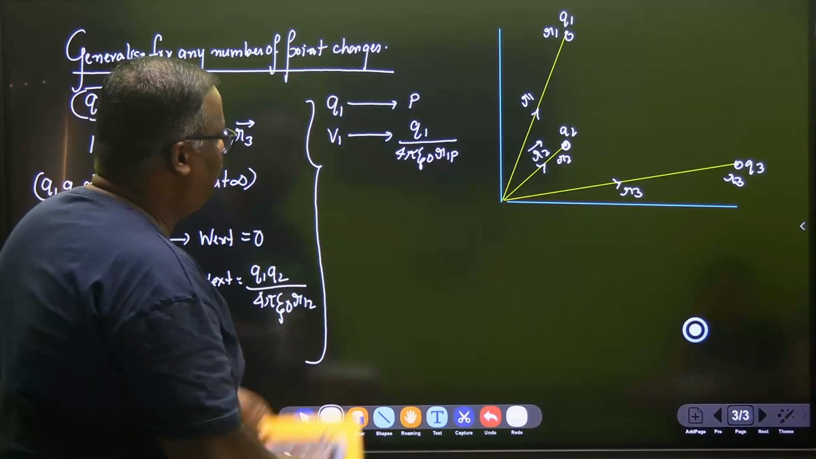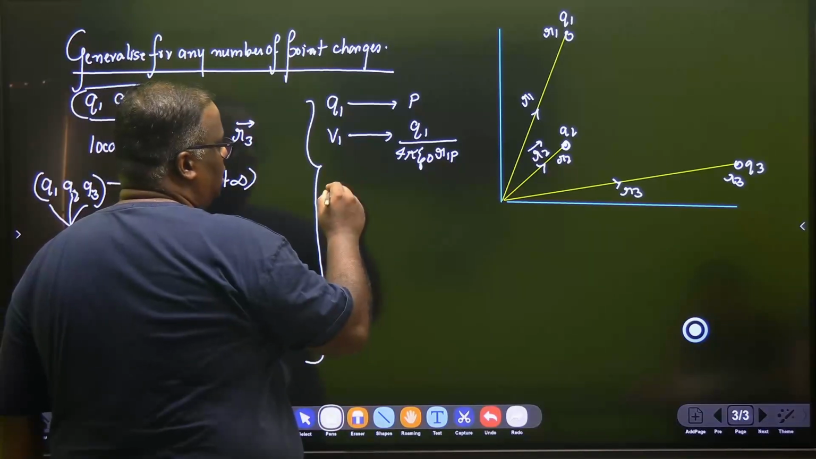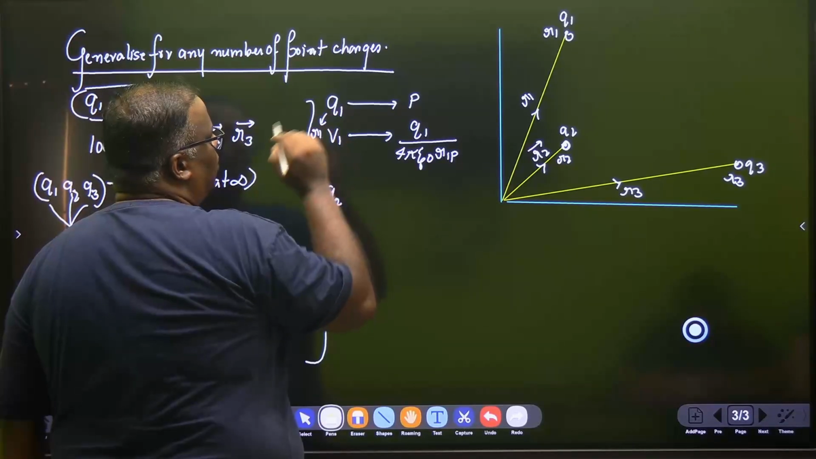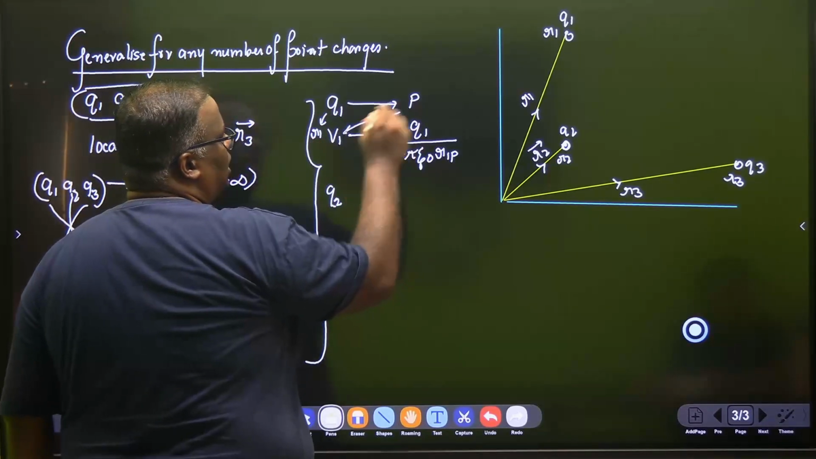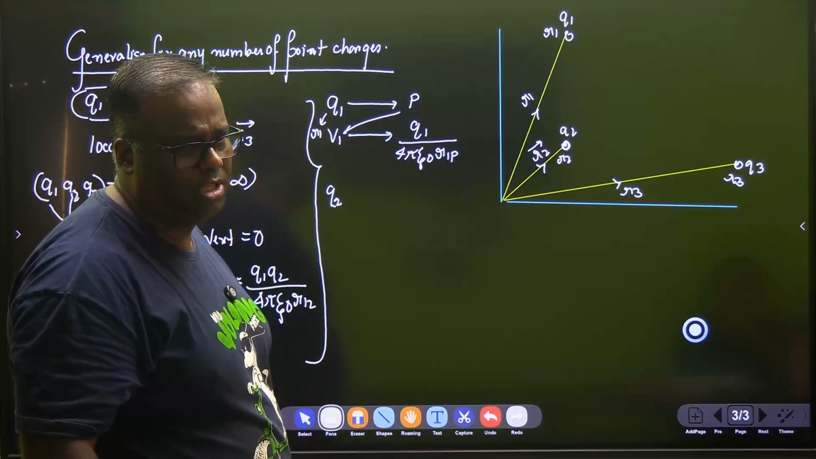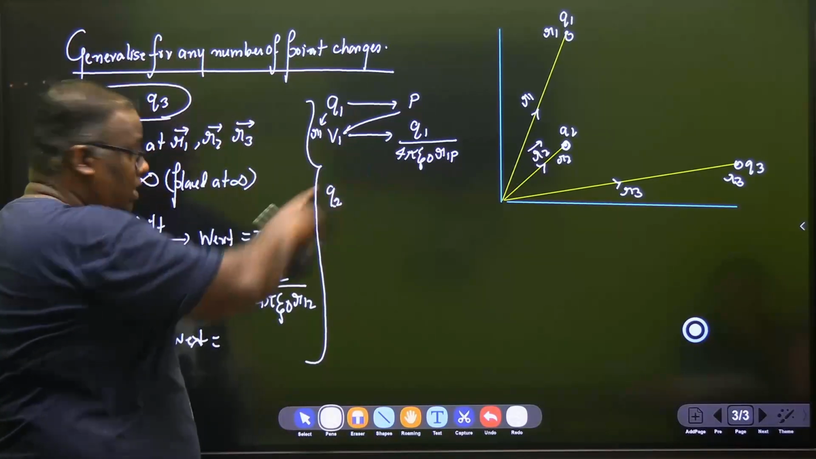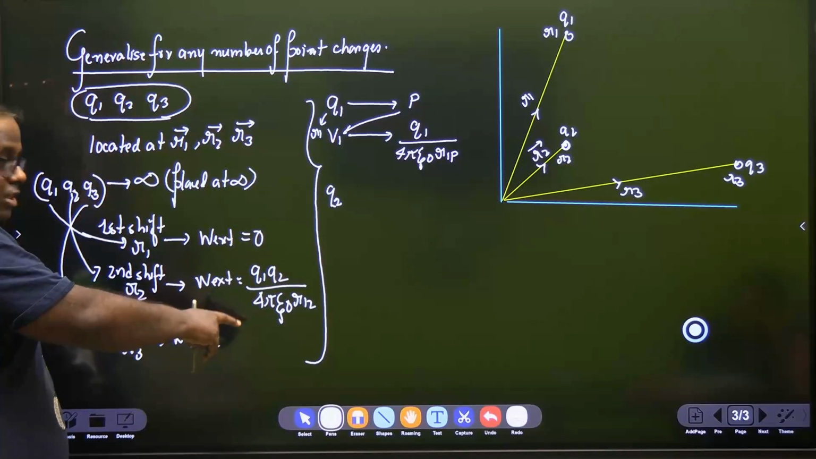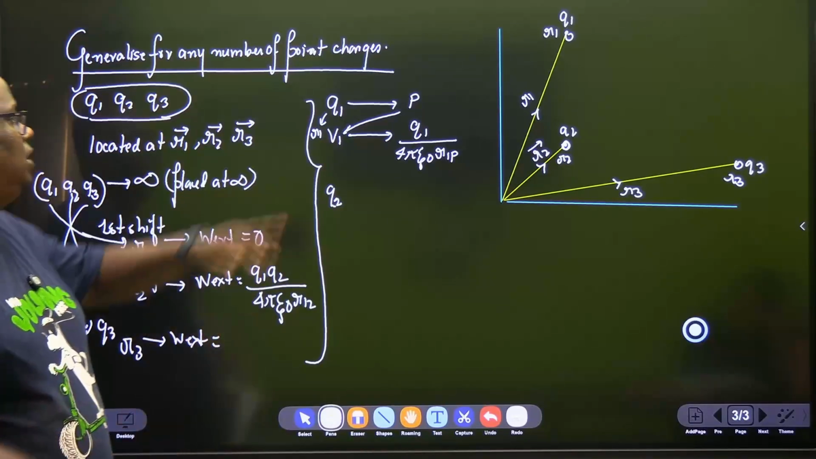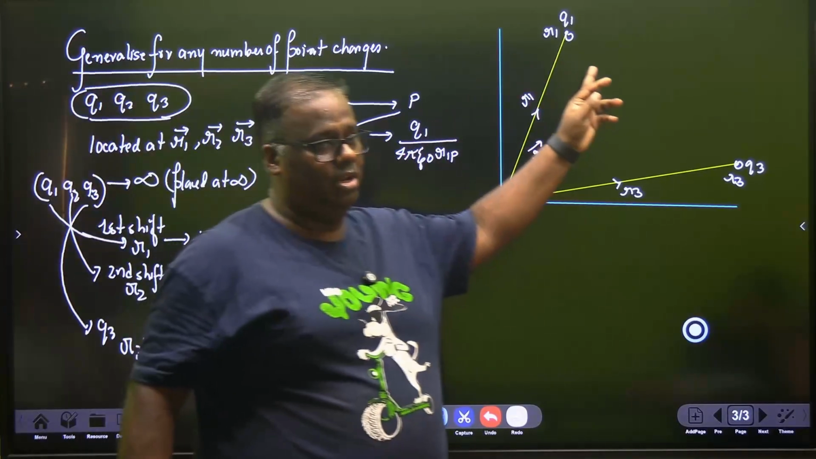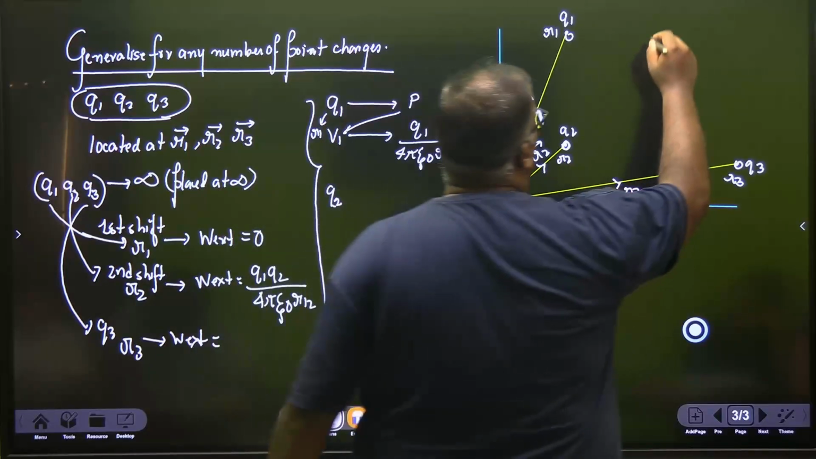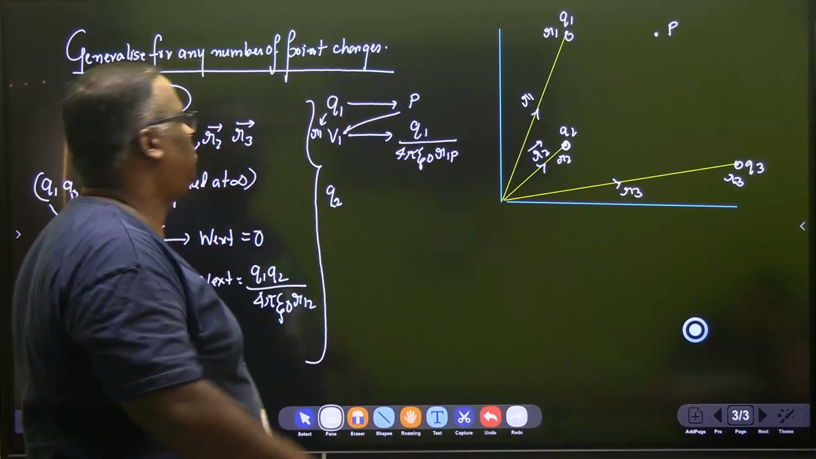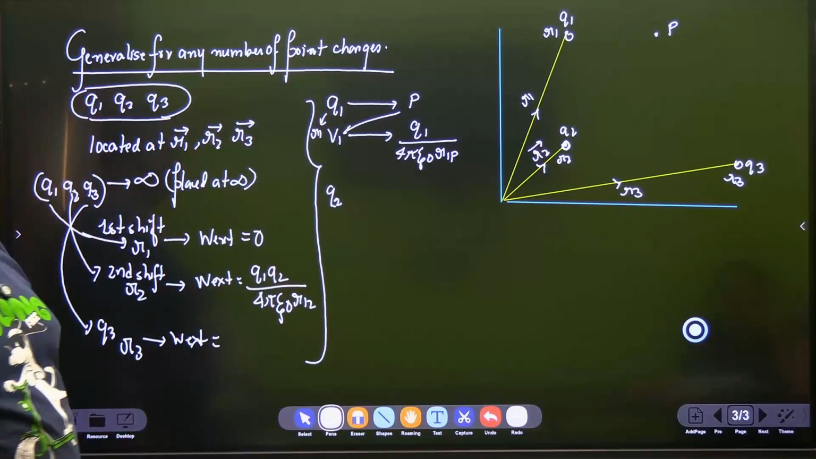Since you have brought Q1 to R1, you are trying to measure the voltage at point P, any arbitrary point P. Is this getting clear? This is a slight difference from here. This is the potential which was there at R2. This is what we studied previously. Here what we are saying, Q1 has come to R1. You are trying to measure what is the potential at a point P. So the potential at a point P is given by this, right?